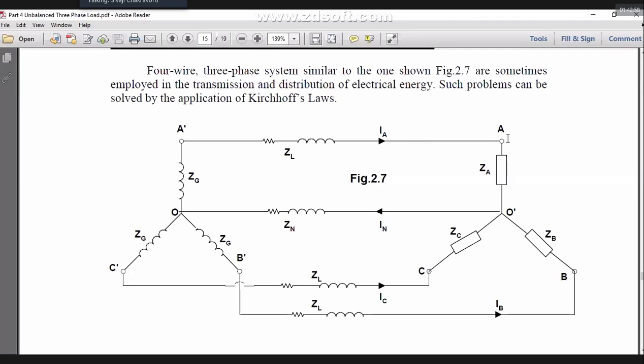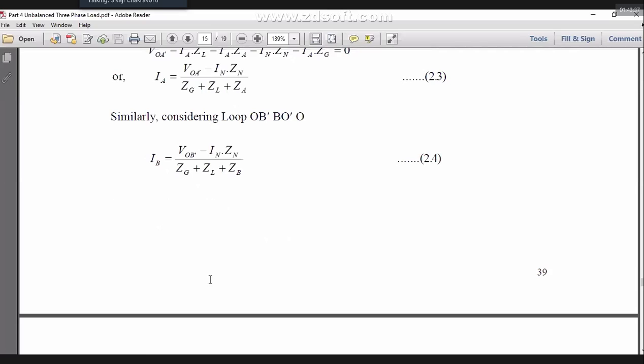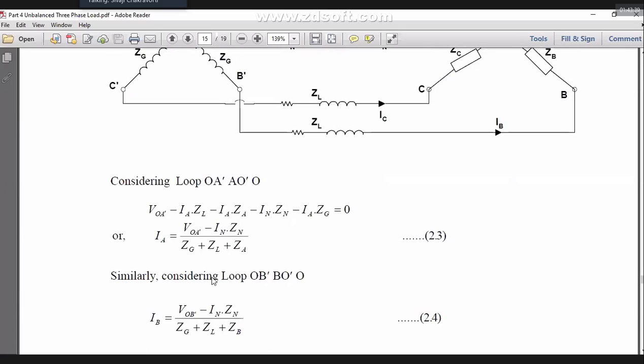Now if you recapitulate, you will find that so far we have solved almost everything for unbalanced systems. That means we have taken unbalanced delta with zero line impedance, unbalanced delta with line impedance, four-wire star without line impedance, and three-wire star without line impedance as well as with line impedance. Only one particular case we have not taken. That is four-wire star with neutral impedance.